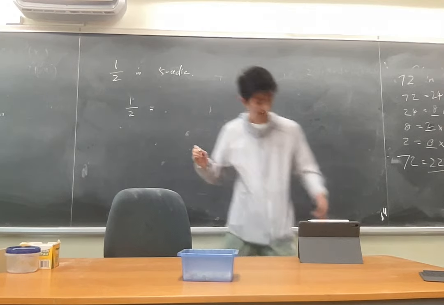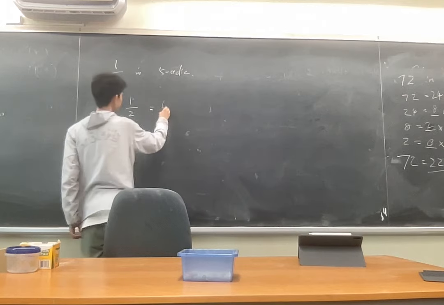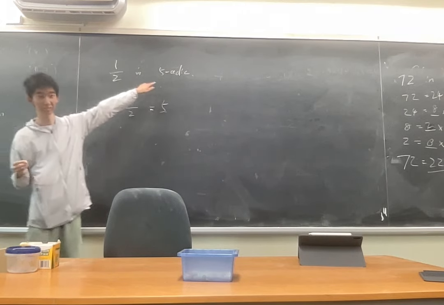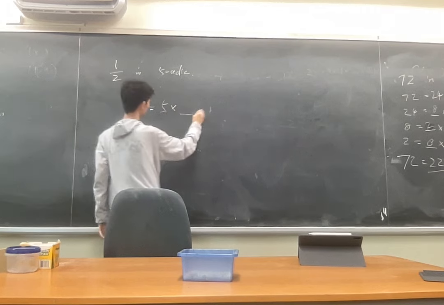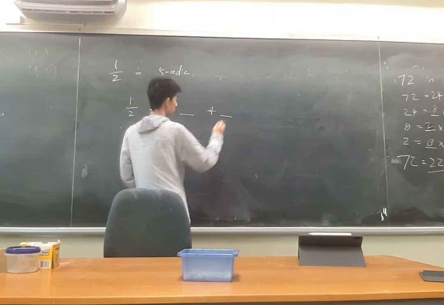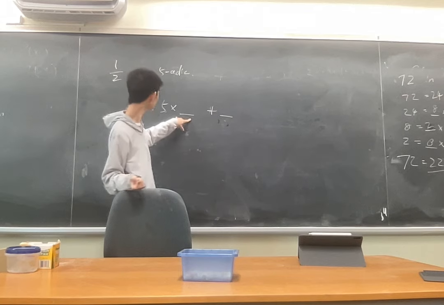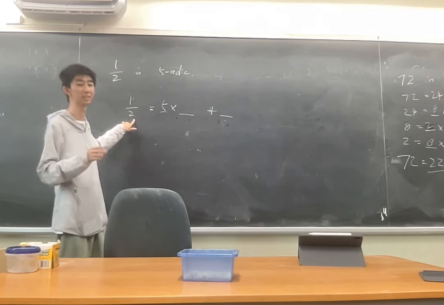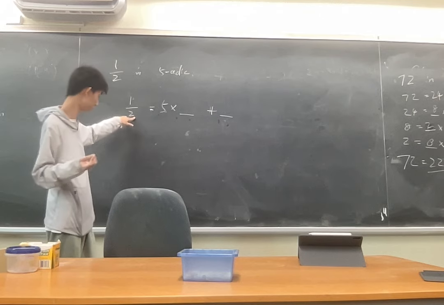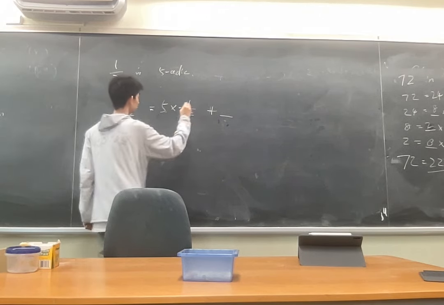We let a half be equal to 5, because we still want 5, because that's 5-adic. So we want 5 times something, well, 5 times something plus something. And this number should be 0, 1, 2, 3, 4, right? And this number, because we have a half, we maybe just guess we can also allow something with a half, with 2 on the denominator.